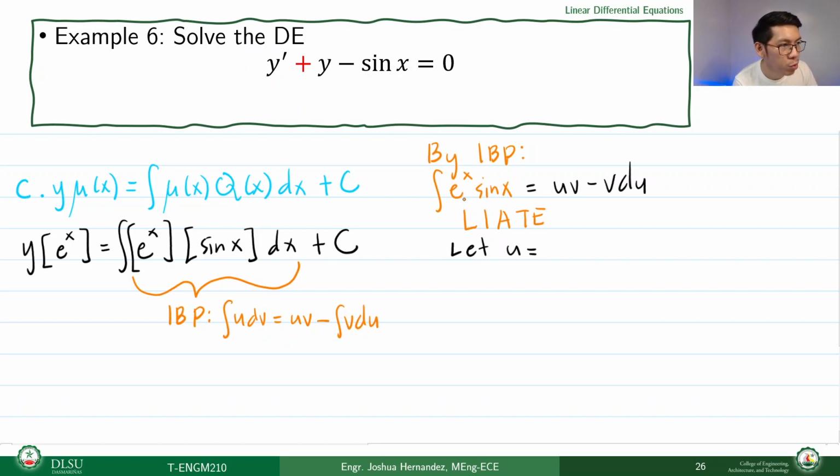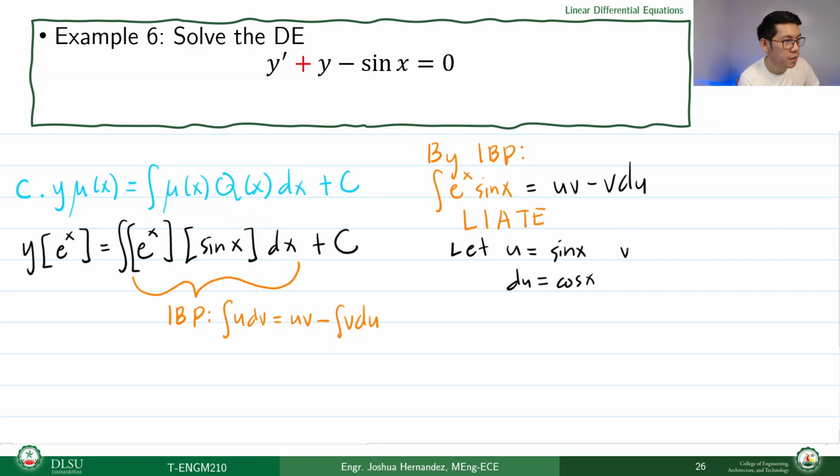So, we have here two functions. We have e to the x, tsaka meron tayong sine x. Now, from our criteria, since nauna si algebraic kaysa kay exponential, least priority si exponential actually. So, uunahin natin si sine x. And that is, let u be equal to sine x, whereas du equals cosine x.